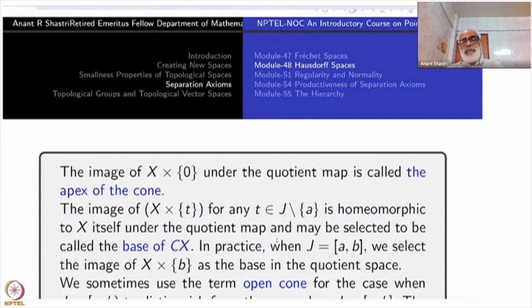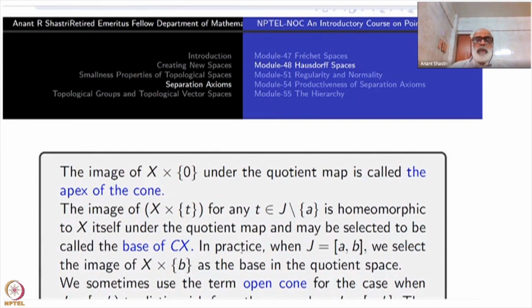Under the quotient map, it is again a homeomorphism, and this may be selected to be called the base of CX. Why am I saying selected to be? Because there is no definiteness. You could have taken any t other than A, so all of them you can say is the base of the cone. In practice, especially when J is a closed interval, we can take t equal to B. We select X cross B as the base, so there is a definiteness.